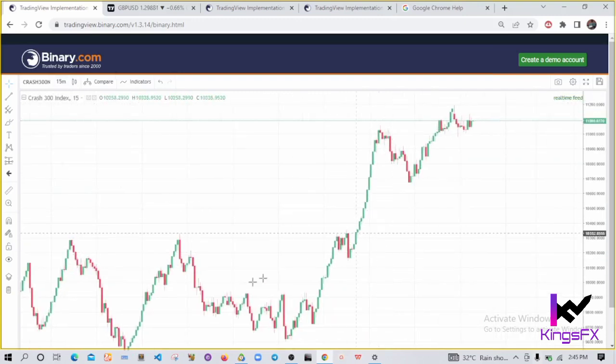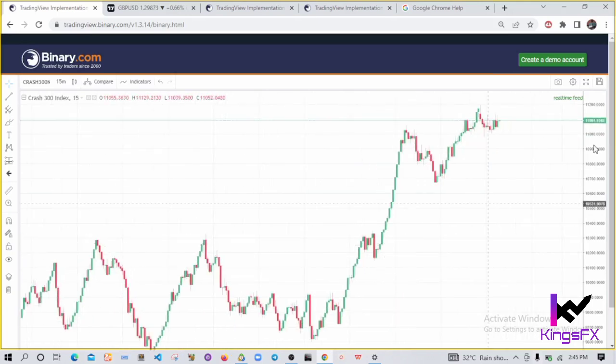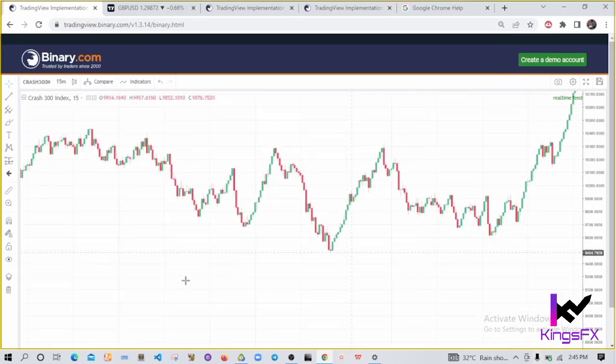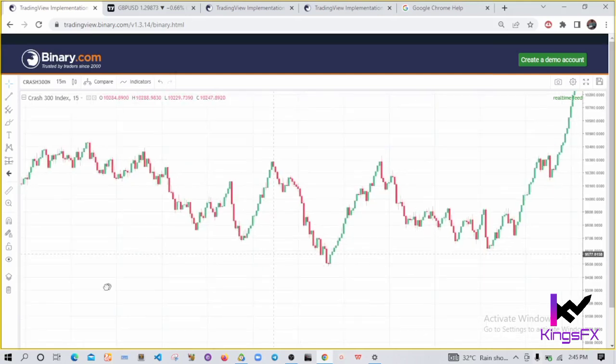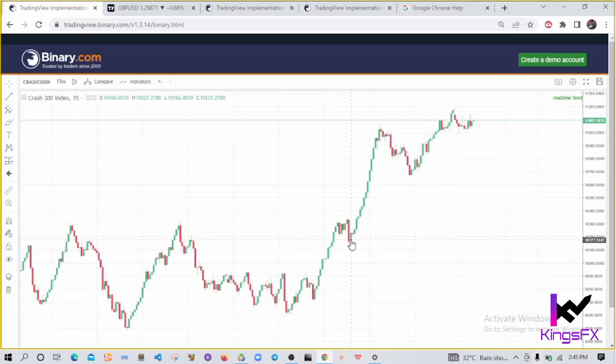Alright, so this is Crash 300, 15 minutes time frame. Okay, on 15 minutes you can see it's clearly trending up. Okay, but we are just having a pullback, impulsive move, pullback. Okay, so currently we are expecting an impulsive move.